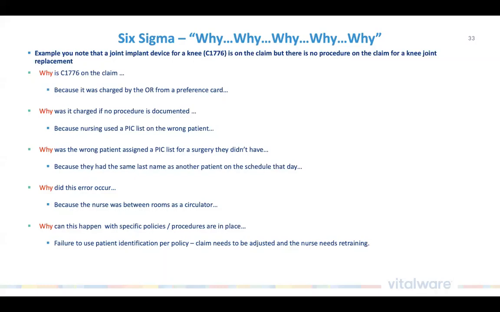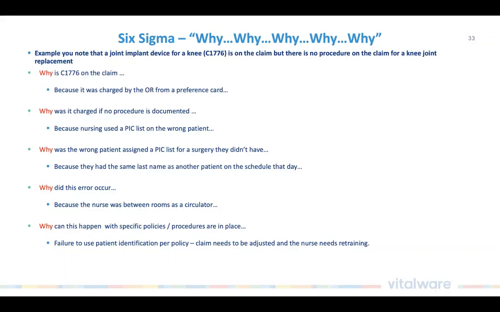Here I have an example of a joint device implant, C1776. It's on the claim as the trigger, but there's no target procedure on the claim for a joint. So why is C1776 on the claim? Because it was charged from the OR by a preference card. Why was it charged if no procedure was documented? Because nursing used a pick list on the wrong patient. Why was the wrong patient assigned a pick list for surgery they didn't have? Because they had the same last name as another patient on the schedule that day.